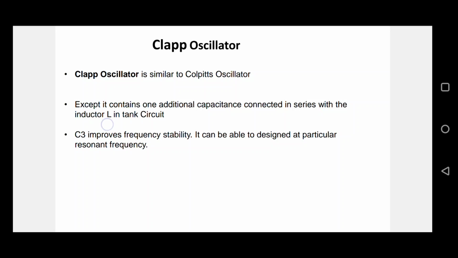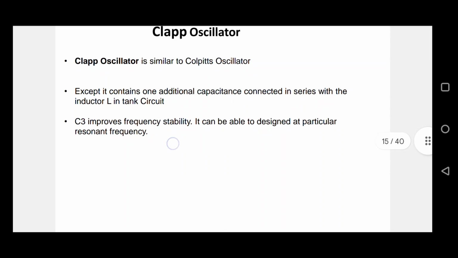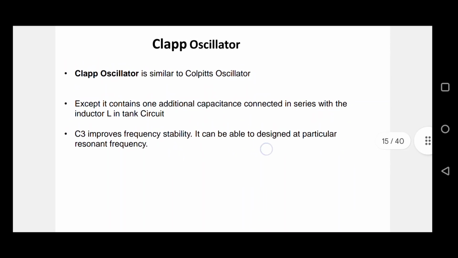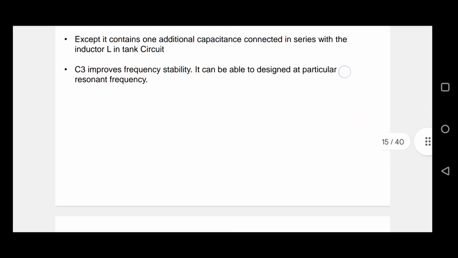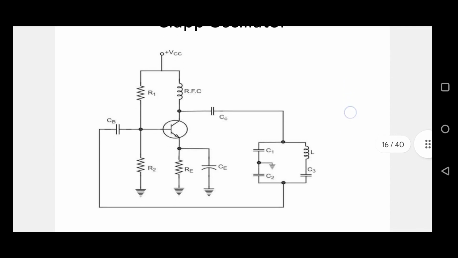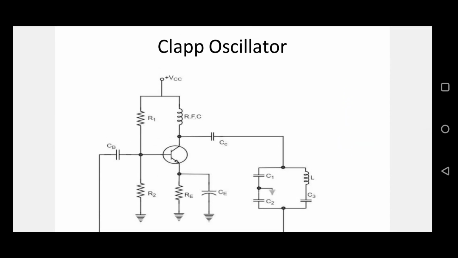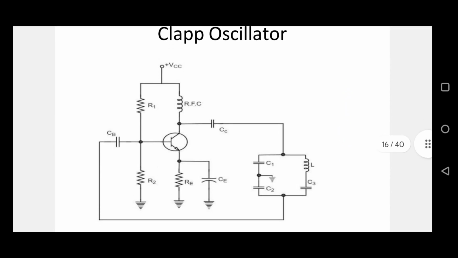In the tank circuit of the Clapp oscillator, there are three capacitors C1, C2 and C3 and one inductor L. The inductor L and the capacitor C3 are connected in series. C3 improves frequency stability and can be designed for a particular resonant frequency. That is the small introduction to the Clapp oscillator, and next we are going to see the circuit diagram and discuss the construction and working of the Clapp oscillator.